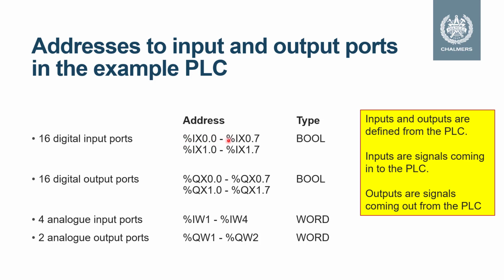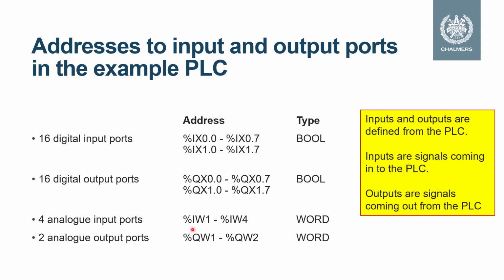And the 8th input port in the first module is percentage IX 0.7. And then we have the next input module, and that is addressed in the same way, but with 1 here. So 0 for the first one, 1 for the second, and so on. Similarly for the digital outputs, but now we are using a Q here instead. Both the digital input signals and the digital output signals are just true or false, on or off, 0 or 24 volts, which means that we will receive a Boolean.